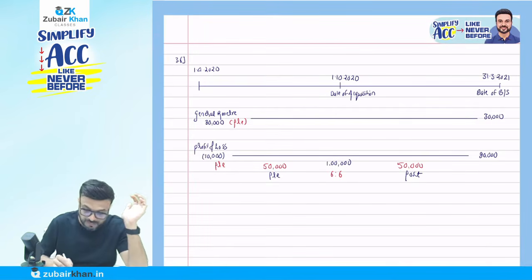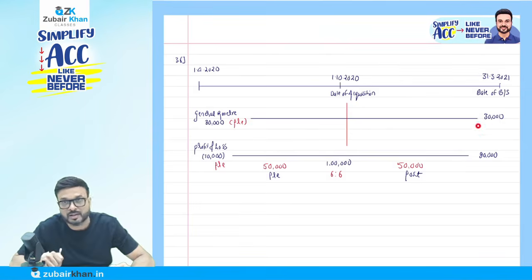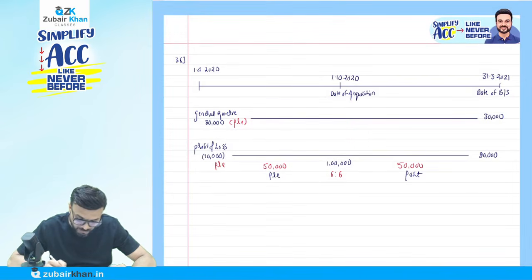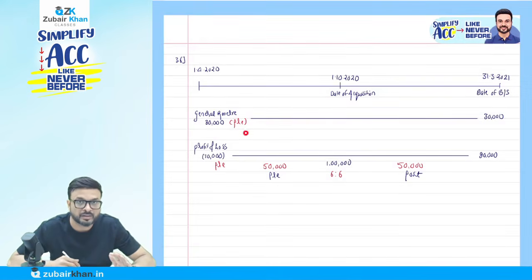So this is the date of acquisition. We have to bifurcate into pre and post. But here it was 30 and here it is also 30, so there is no change during the year. So what is going to happen now? The complete general reserve balance that we have means that profit belongs to the pre-acquisition period only, because at the starting it was 30 and at the end it was 30. There is no addition or subtraction during the year. So whatever general reserve, that is pre-acquisition. Remember, just write it down.